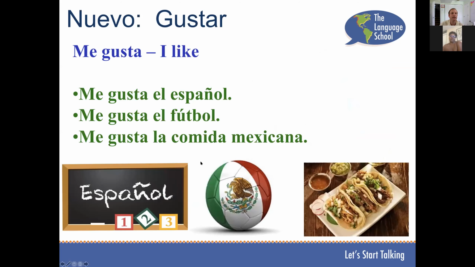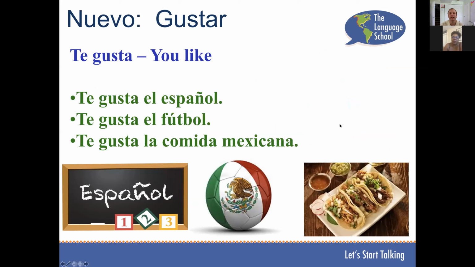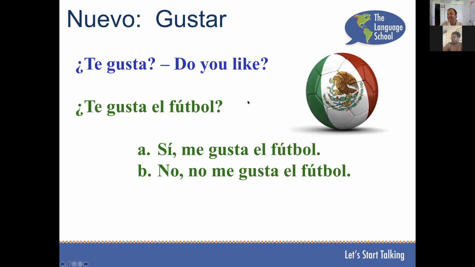Muy bien. Okay. Me gusta means I like. For example, me gusta el español. Me gusta el fútbol. Me gusta la comida mexicana. To say you like, you say te gusta. For example, te gusta el español. And finally, to ask a question is also te gusta, but you do it with an inquisitive tone in your voice. ¿Te gusta el fútbol? And then you could answer, sí, me gusta el fútbol, or in the negative, no, no me gusta el fútbol. Okay? Vamos a practicar.